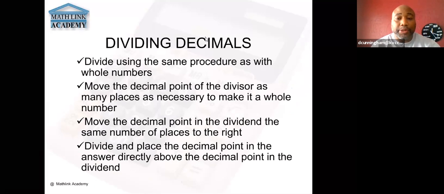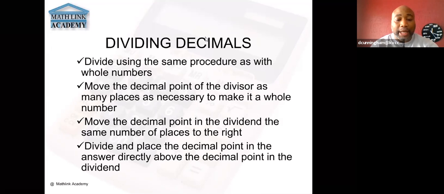Dividing uses the same procedure as with whole numbers, like we did before. Move the decimal point of the divisor as many places as necessary to make it a whole number. So we want to make the divisor a whole number first. Then we move the decimal places in the dividend the same number of places to the right. So if we move 3 in the divisor, we'll move 3 in the dividend. We'll show you that in a few minutes.